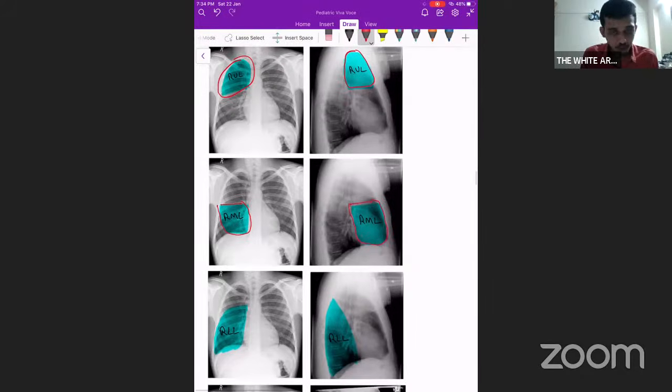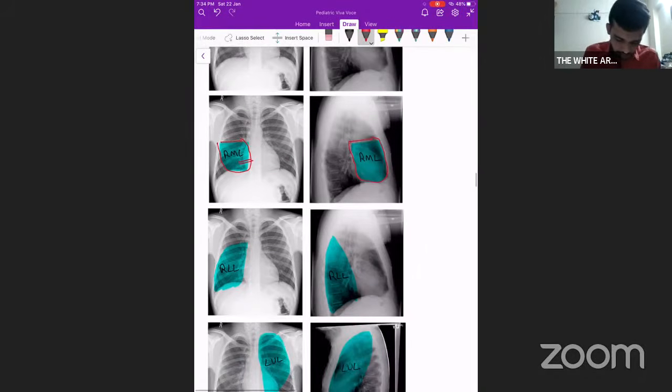The right middle lobe abuts the cardiac margin, and that is why you get the silhouette sign. Whenever there is right middle lobe consolidation, it obliterates the cardiac border, what you call the silhouette sign. Next is the right lower lobe.